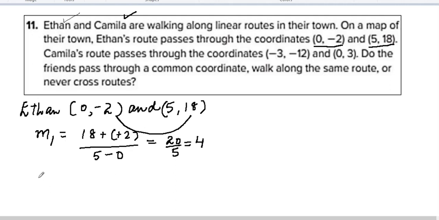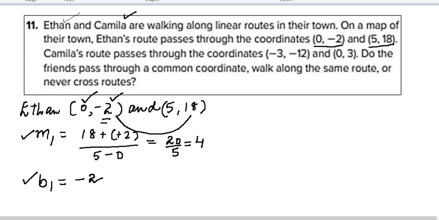Now we need to find the y-intercept. Here it is very easy to find the y-intercept. When x is 0, y is -2. So y equals -2 is your y-intercept. So this is the slope and y-intercept for Ethan.